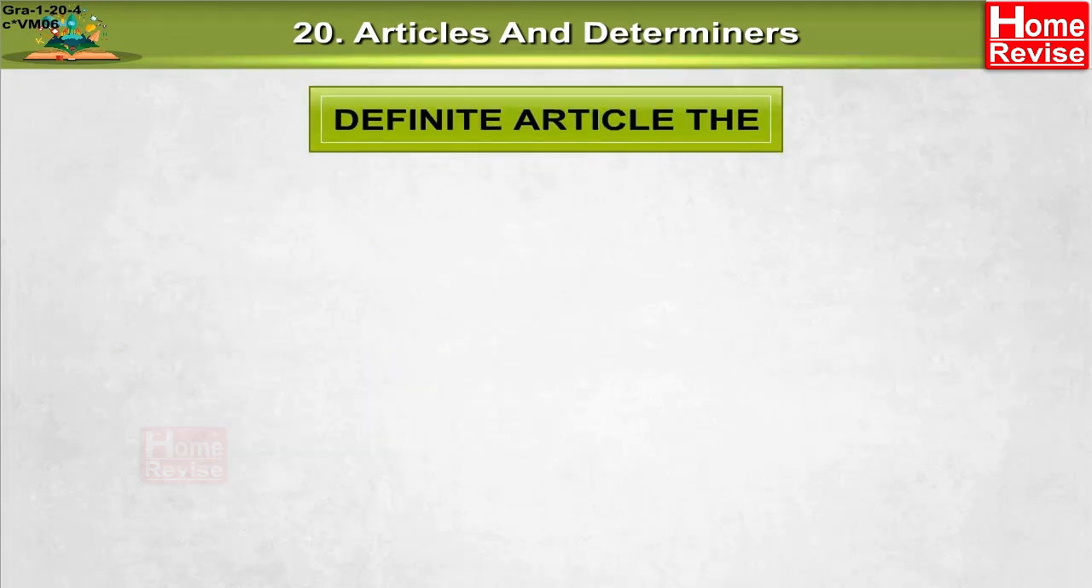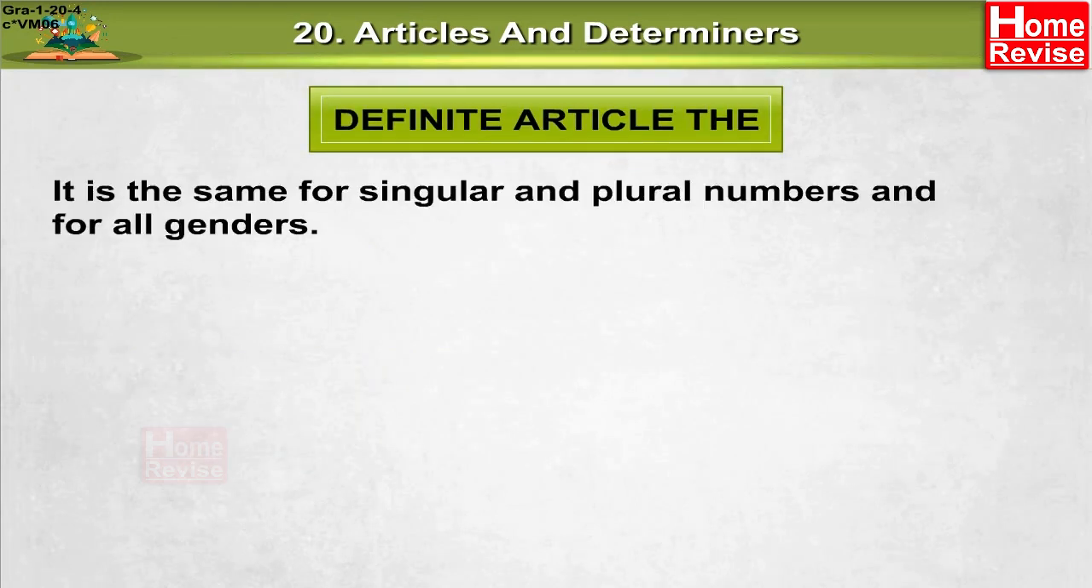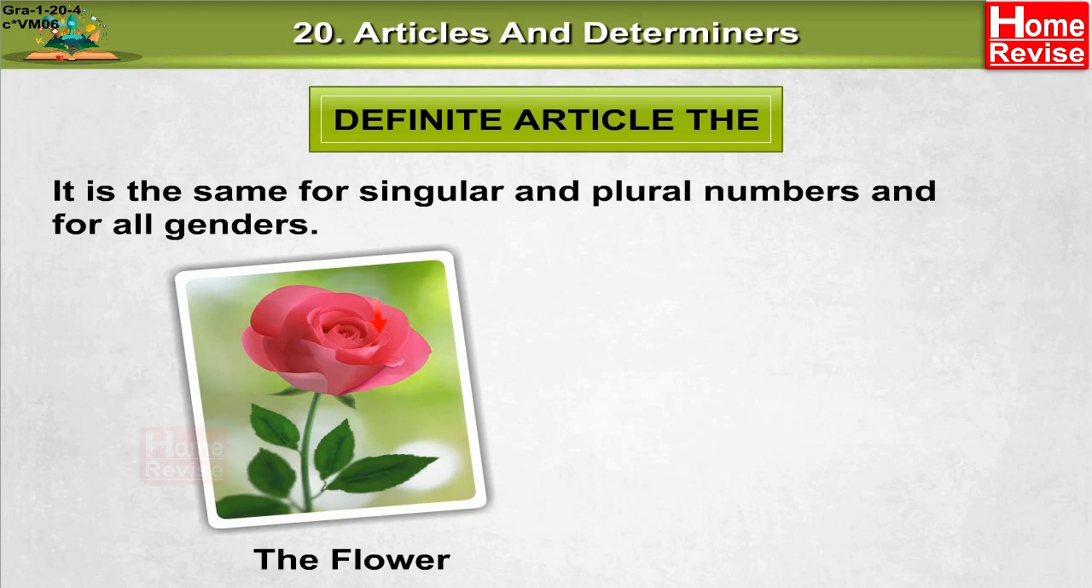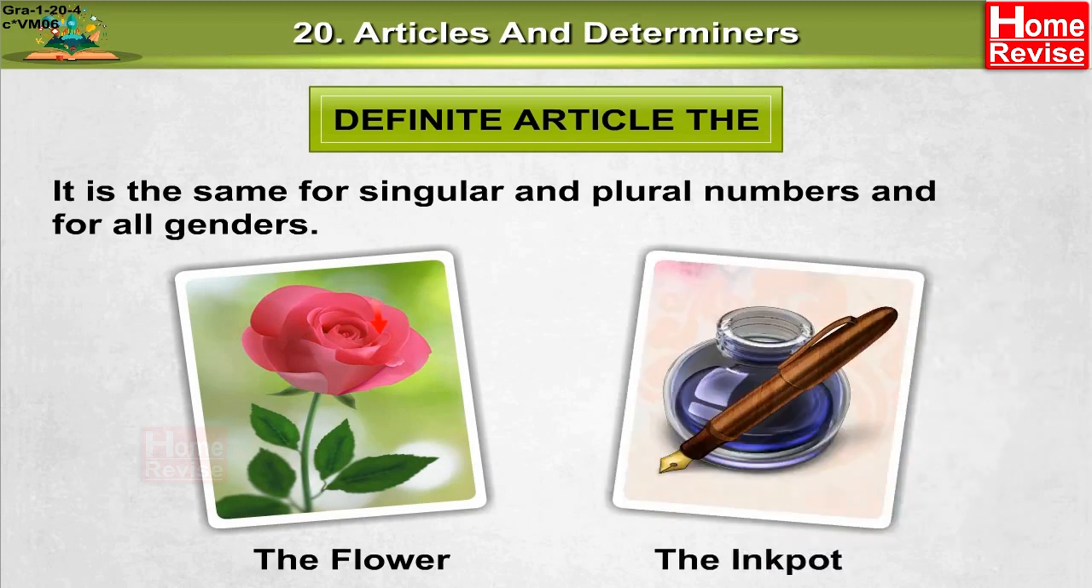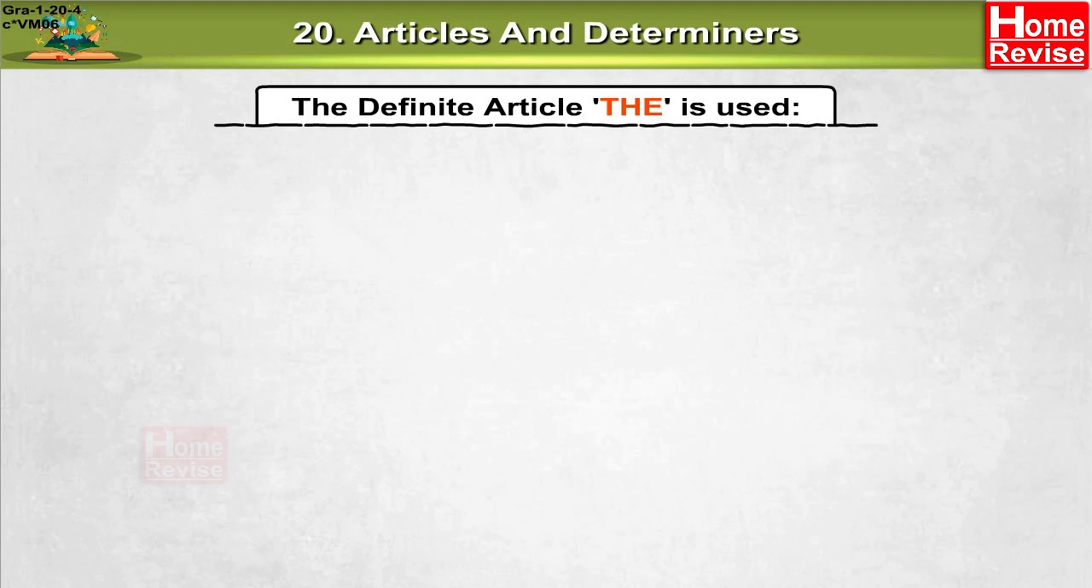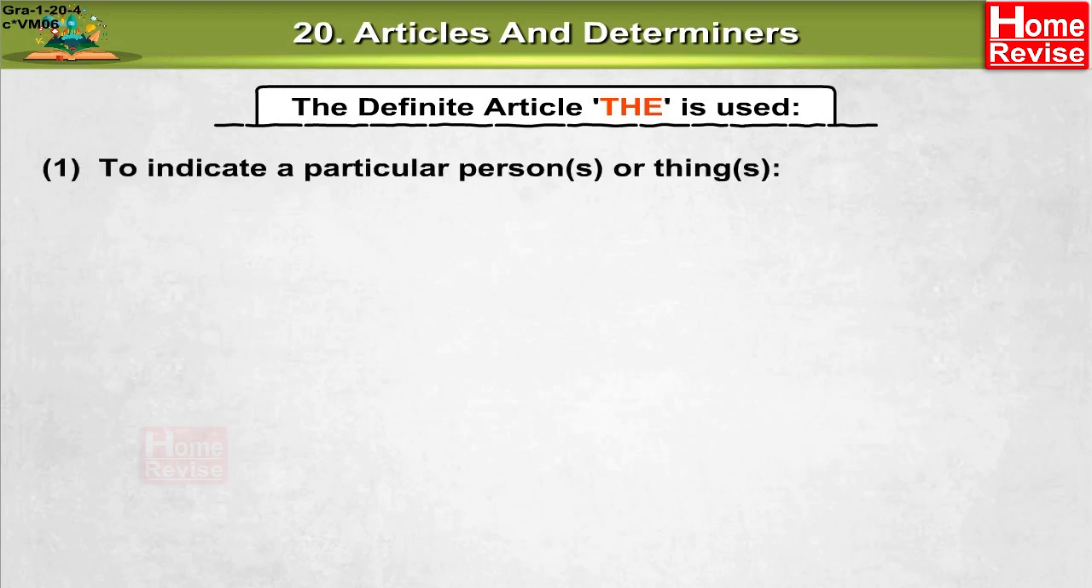Definite article the. It is the same for singular and plural numbers and for all genders. It is pronounced as the when in front of a consonant sound and as thee when in front of a vowel sound. Example, the flower, the ink pot. The definite article the is used: 1. To indicate a particular person or persons, or thing or things. Look at the boy or boys.